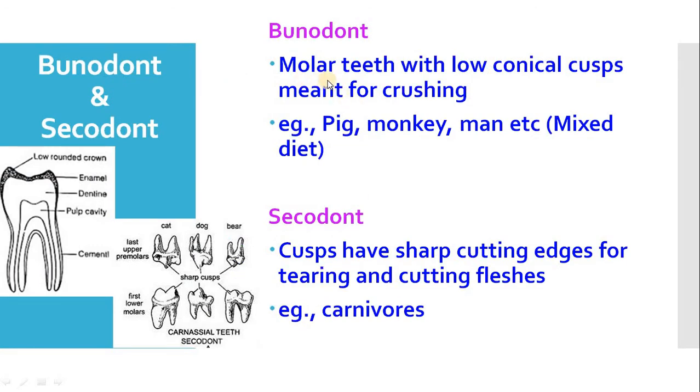Then bunodont, molar teeth with low conical cusps meant for crushing, for example pig, monkey, man, etc. Then secodont, cusps have sharp cutting edges. You can see here, cusps have sharp cutting edges for tearing and cutting flesh. For example, carnivores.